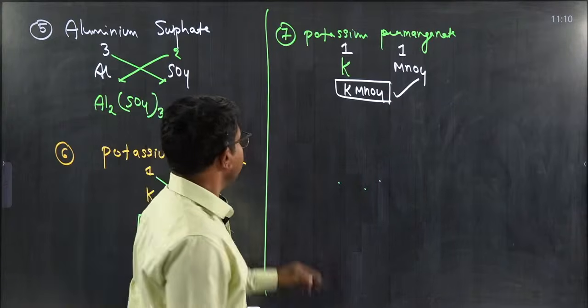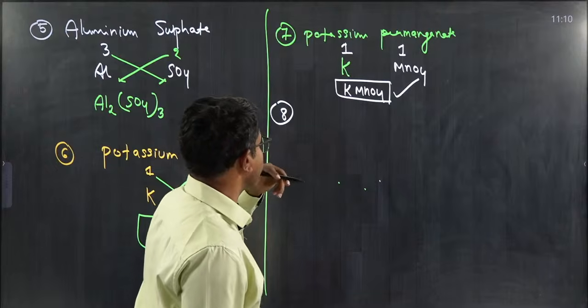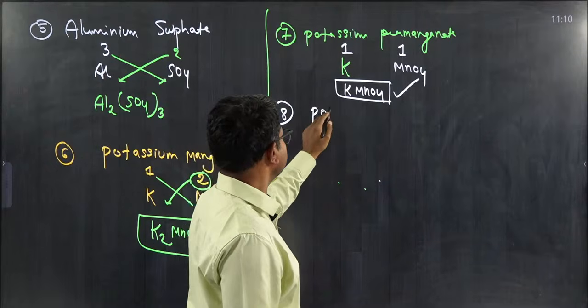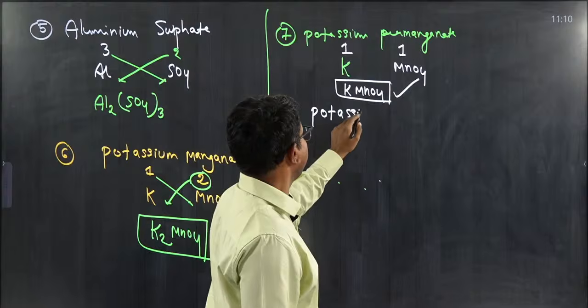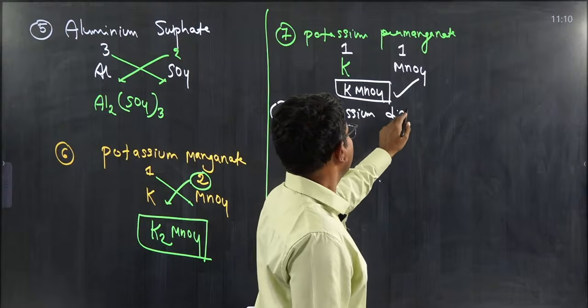Nice. Now dear students, the eighth point is also very important. This is potassium dichromate.